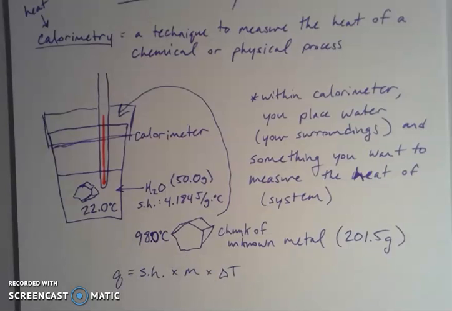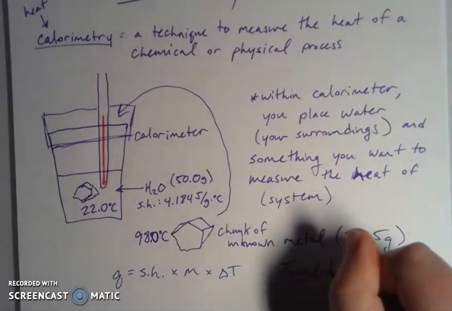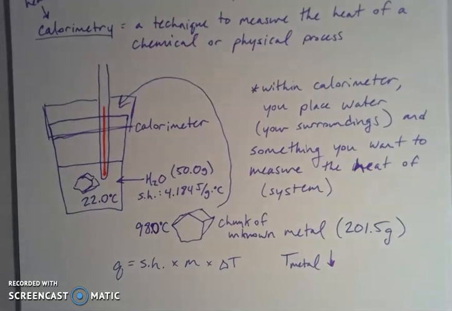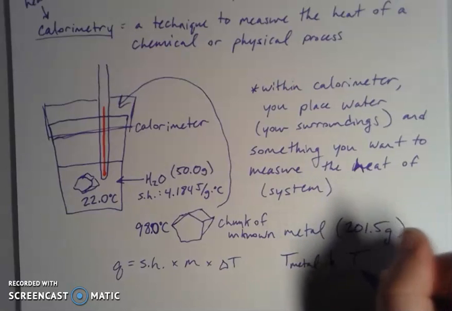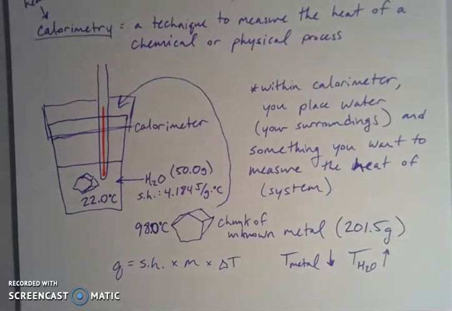So what's going to happen? Well, the temperature of my metal is going to go down. So T of my metal is going to go down, right? Because it's going to get cooler. The heat always moves from the hot thing to the cold thing. The temperature of my water is going to go up as it is absorbing that heat, right?